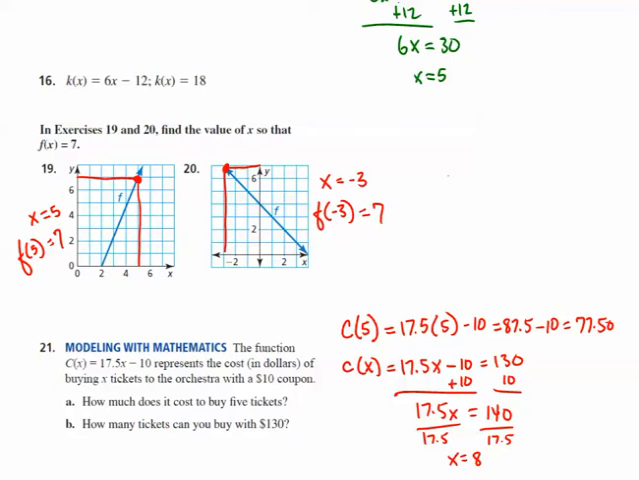or 5 tickets cost $77.50. So I hope this is clear. We're either asking the question, how much does 5 tickets cost, or how many tickets can we buy with $130? What is y when x is a certain value, or what is x when y is a certain value?